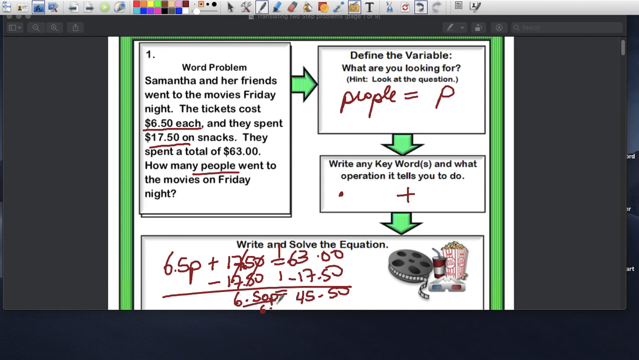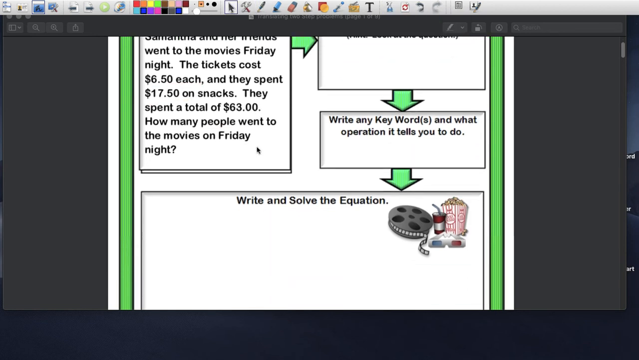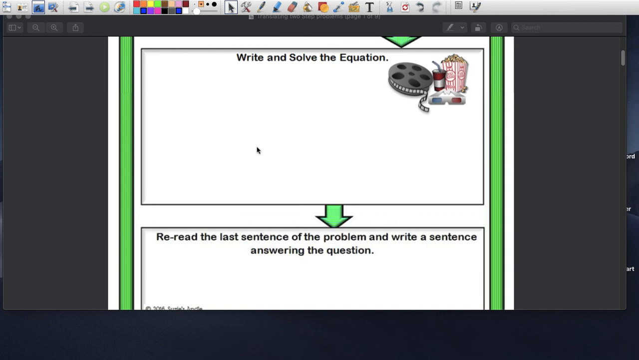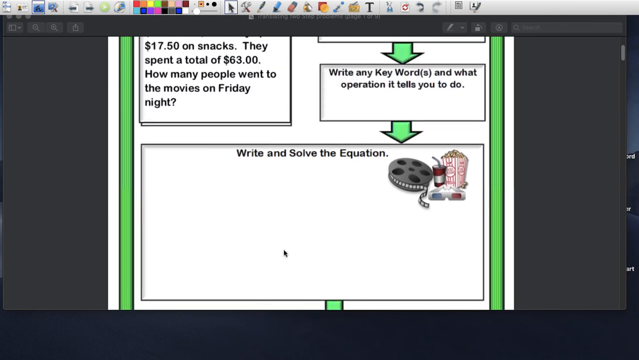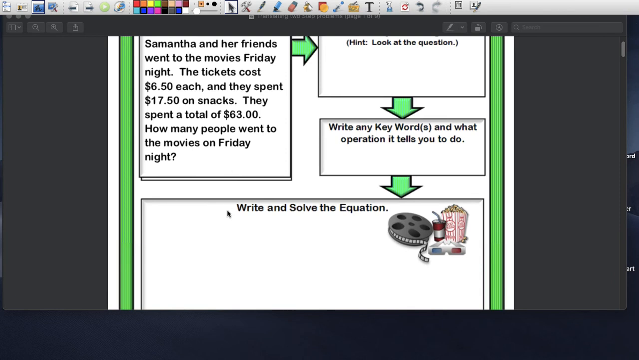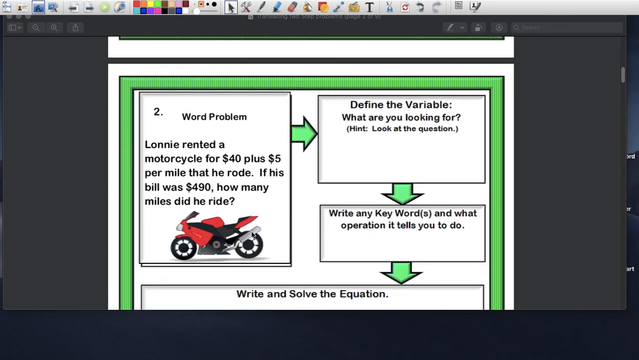And if you divide by 6.5, the number of people looks like, I'm going to say 7. It looks like 7, right? 45.5 divided by 6.5 equals 7, yeah? So how many people went to the movies? 7 people. And then you were supposed to reread the last sentence of the problem and write a sentence answering the question. So how many people went to the movies on Friday? 7 people went to the movies on Friday. That's what you would write.